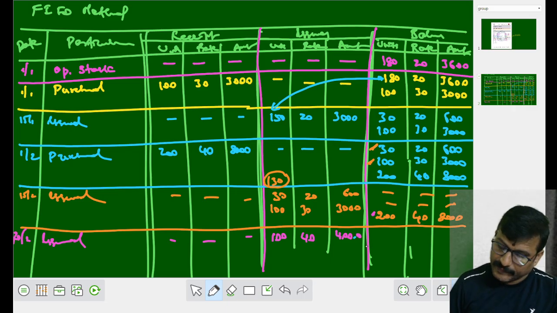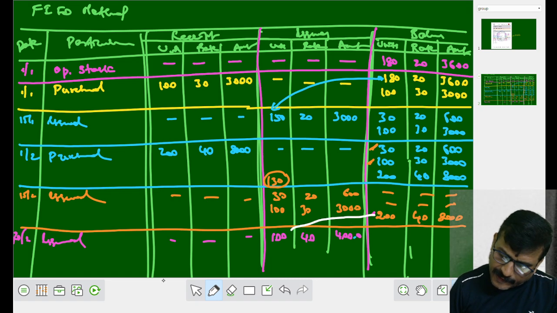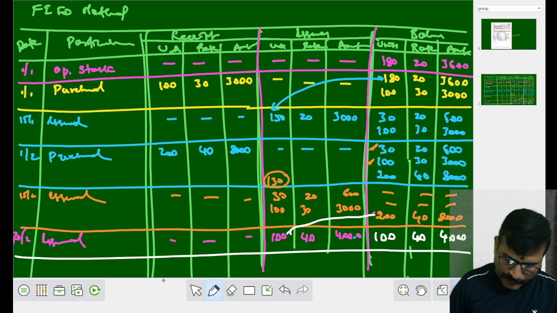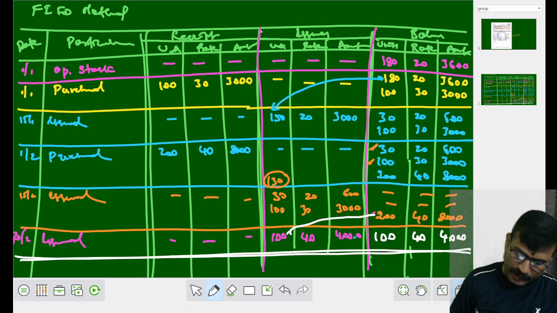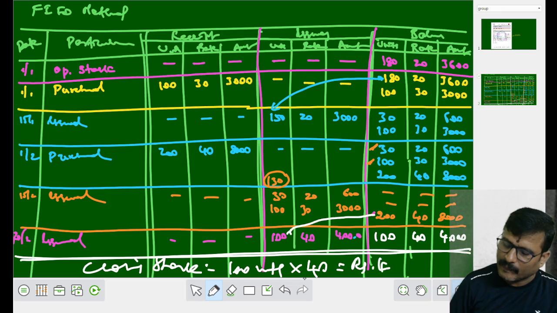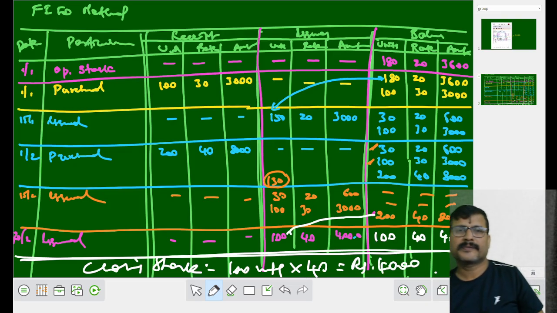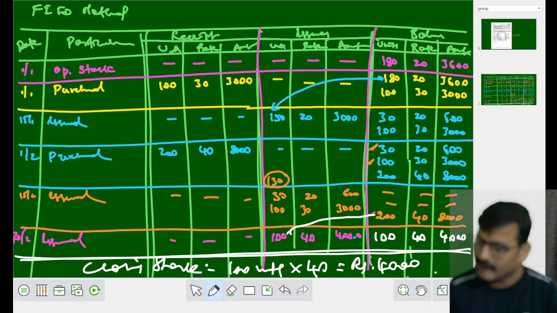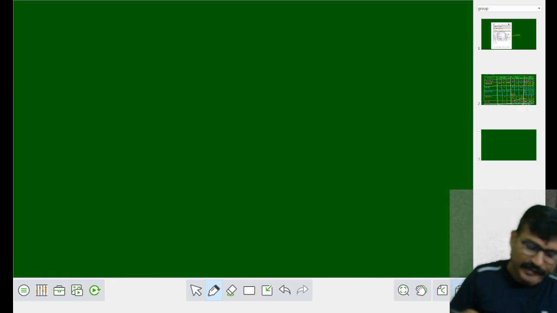Out of 200, see my dear children, 100 went, so what is left is 100 at 40 rupees, 4000. This completes your whole problem under FIFO. Now we have to write the closing stock: 100 units at the rate of 40, which comes to rupees 4000. This is how we have to solve the problem under the FIFO method, my dear children.